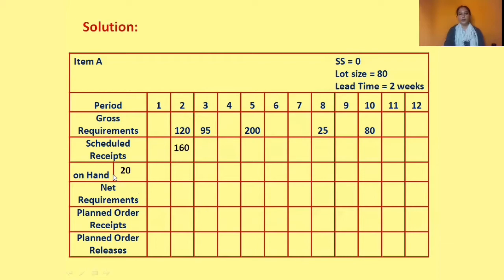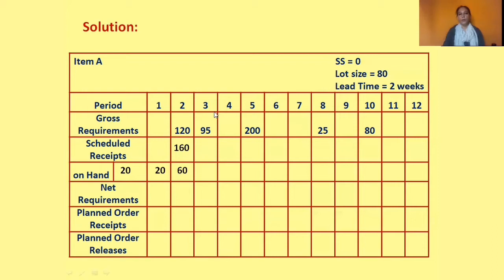For that you can see here on-hand inventory for item A is 20 units. For period 1 we don't have any requirement. The gross requirement is nil here. So that is why whatever is on hand we can transfer to period 1 as 20. Now for period 2 gross requirement is 120 units and we have only 20 units on hand, but we are also receiving 160 units as scheduled receipts. So we will have a total of 180 now. Out of that we can use 120 units and now we will have 60 units on hand.